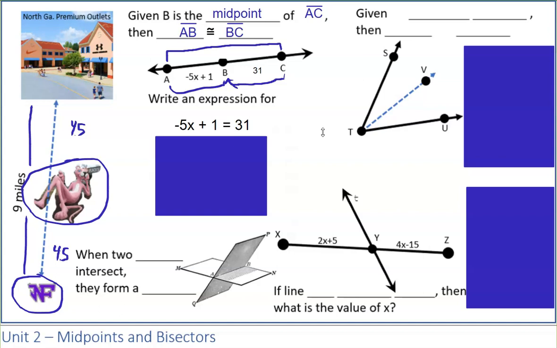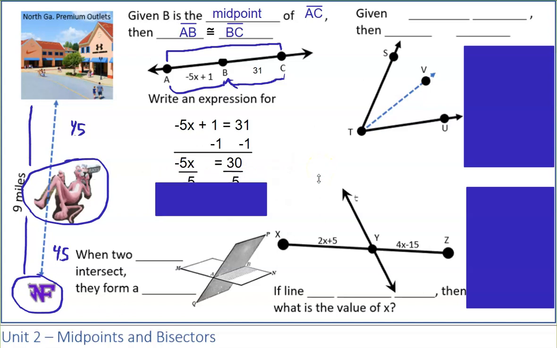But anyway, let's say it says solve for x. So hopefully you would subtract 1 from both sides. Draw your line. We've got 30 left on that one side, we've got negative 5x, and we would divide by negative 5, and that leaves us with negative 6.